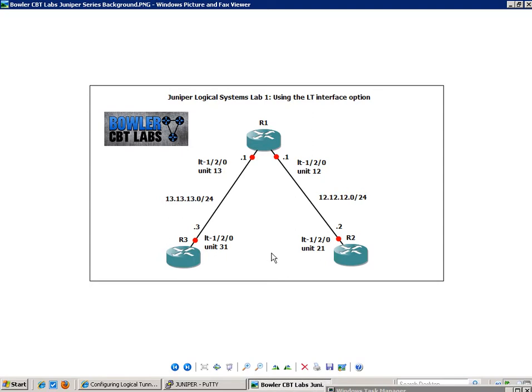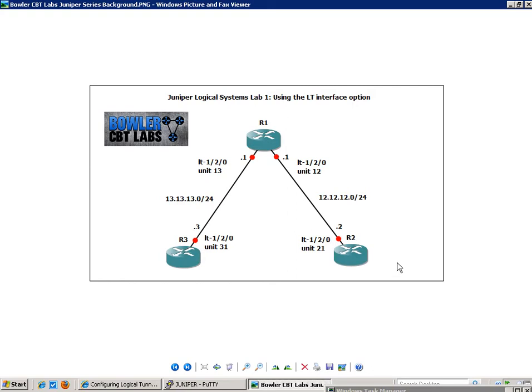So what we're going to do is take a look at the concept of the logical tunnel interface, why you would use them, and for what reason. So just to summarize why you would use a logical system in the first place, what a logical system is going to allow us to do is, by just having one physical router, break it up into multiple logical systems.